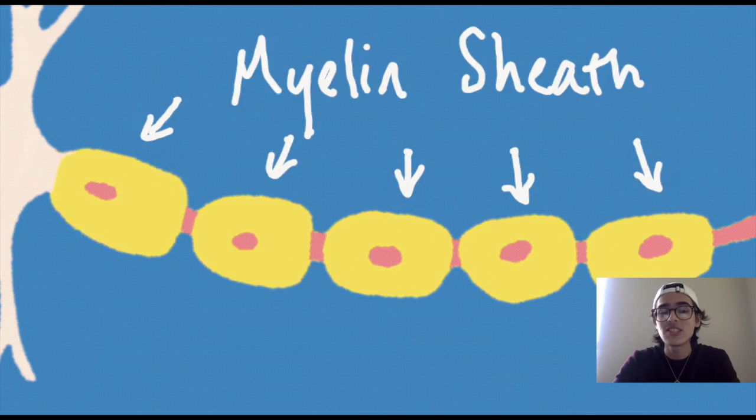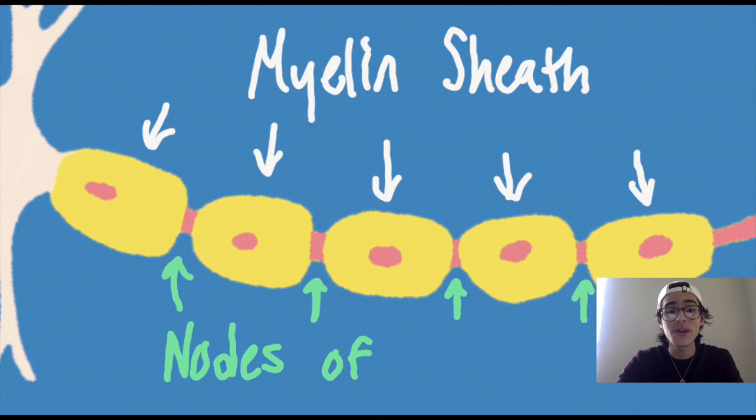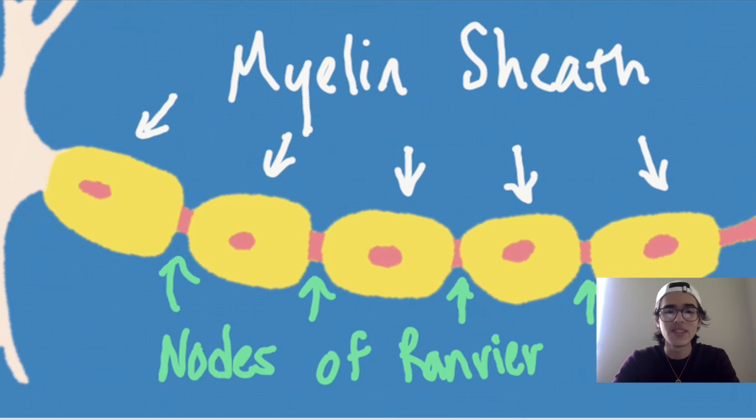However, this sheath is not continuous. Rather, there are breaks called nodes of Ranvier along the axon. These nodes have a great concentration of ion channels that help with propelling the electrical signal across the neuron.